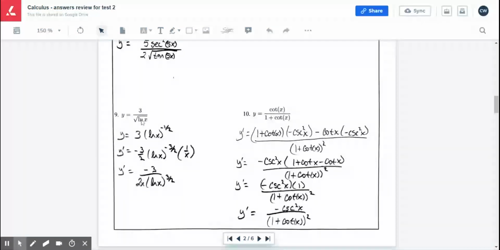Number 9, I think we did number 9 in class. Notice I do not have an exponent, I do not have a variable in the numerator, so that means we want to rewrite it and move it up, which is what I did here. Then we're doing chain rule, so negative 1/2 times 3 is negative 3/2. New exponent is negative 3/2, and then the derivative of natural log is 1 over the inside of the natural log. So I get 1 over x. The negative 3 stays on the top, the 2 and the x, and the natural log go to the bottom.